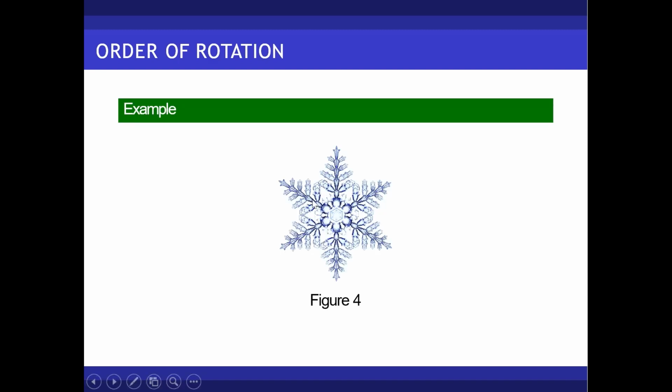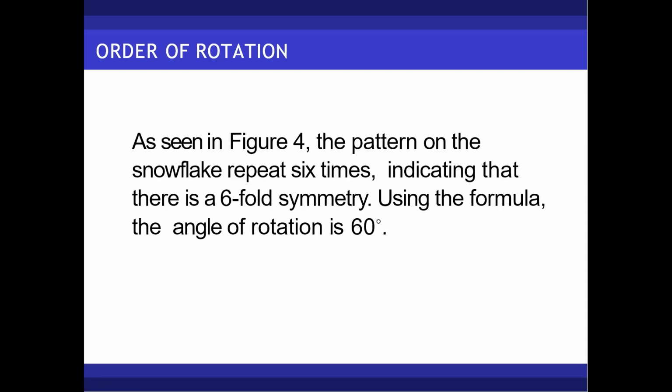So for example, in this figure, as seen in figure 4, the pattern on the snowflake repeats 6 times, indicating that there is 6-fold symmetry. Using the formula, the angle of rotation is 60 degrees.